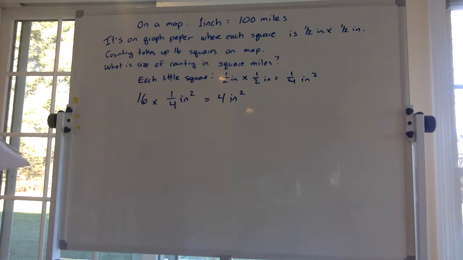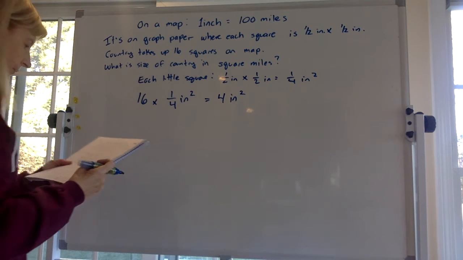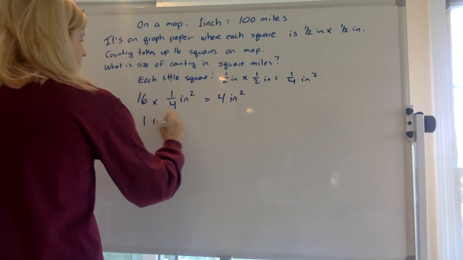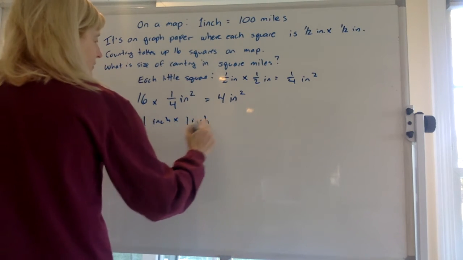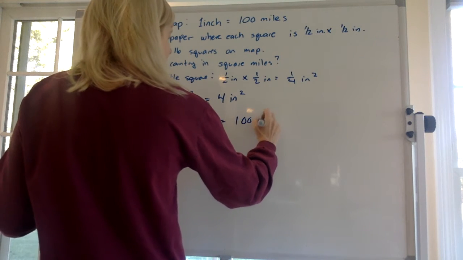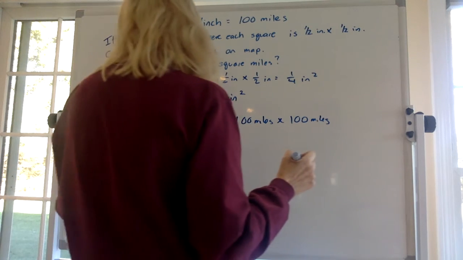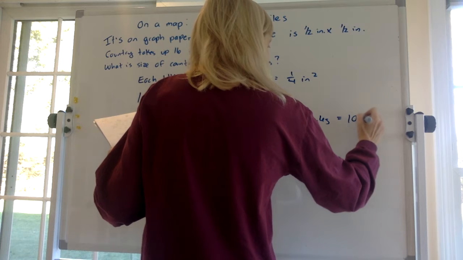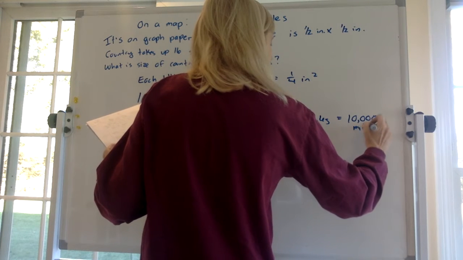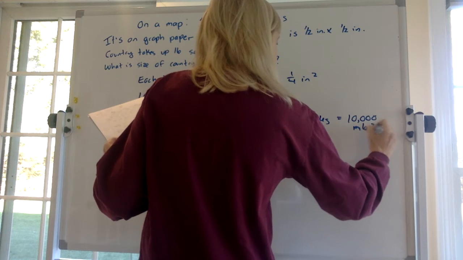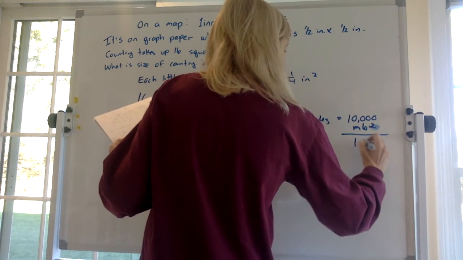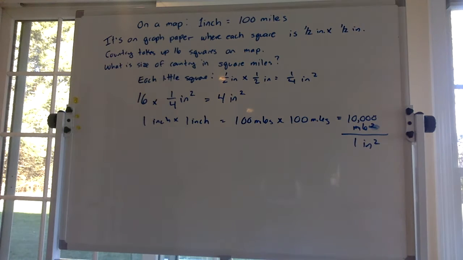Okay, so now we have to convert it to miles squared. How do we do that? Well, let's figure out how many miles are in 1 inch squared. If you think about it, a 1 inch by 1 inch, which is 1 inch squared, is equal to 100 miles by 100 miles, right? So 100 times 100 is 10,000. So it's 10,000 what? Miles squared. Per what? For every inch squared. So it's 10,000 miles squared for every inch squared.